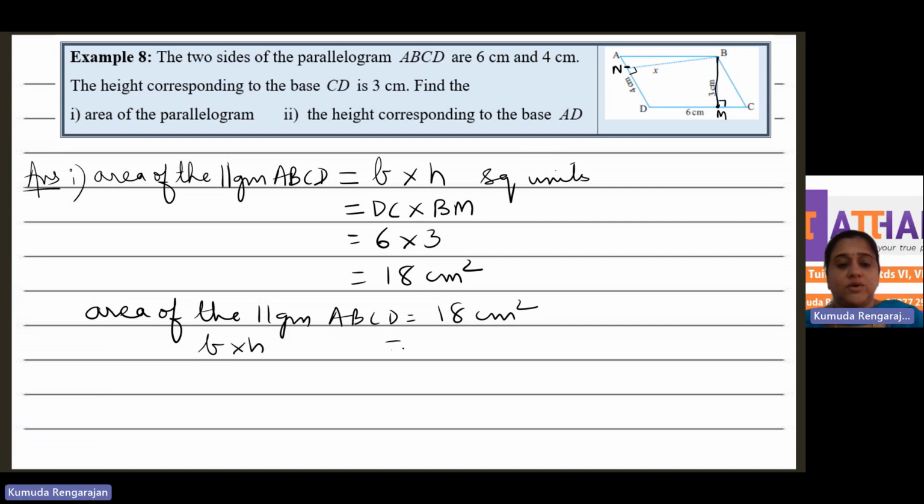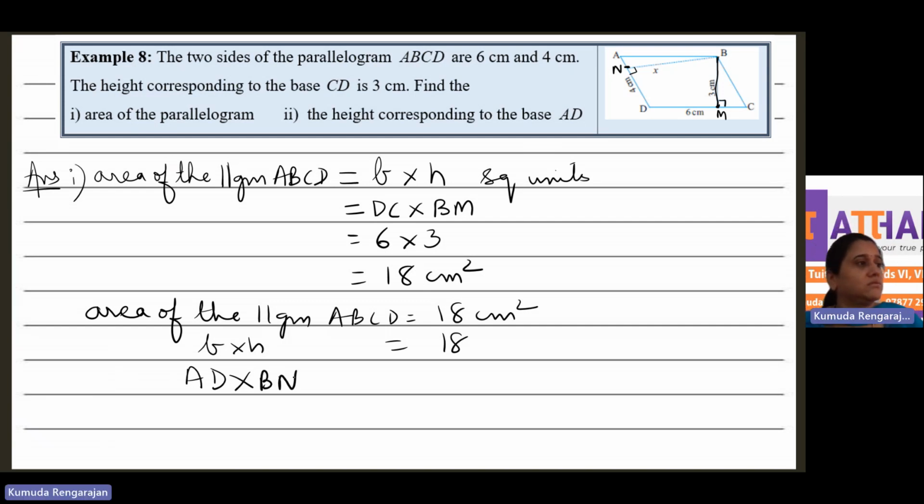Base into height is equal to 18. Now you take AD as the base. Then which is the altitude? X is the altitude. That means BN. BN is the altitude.